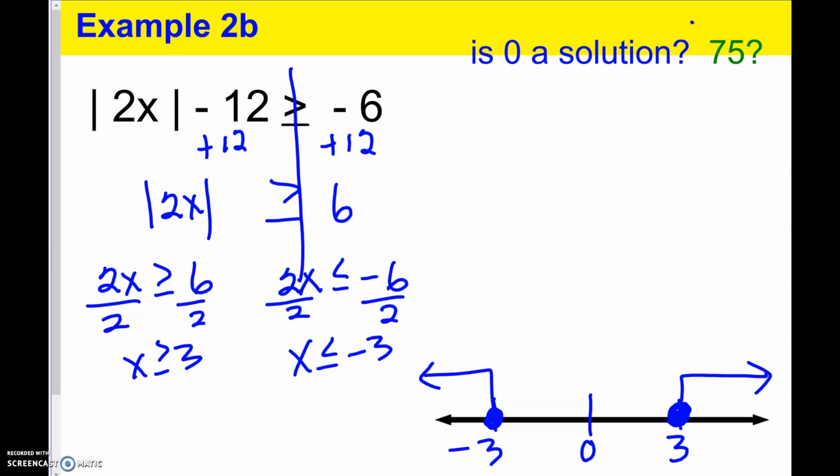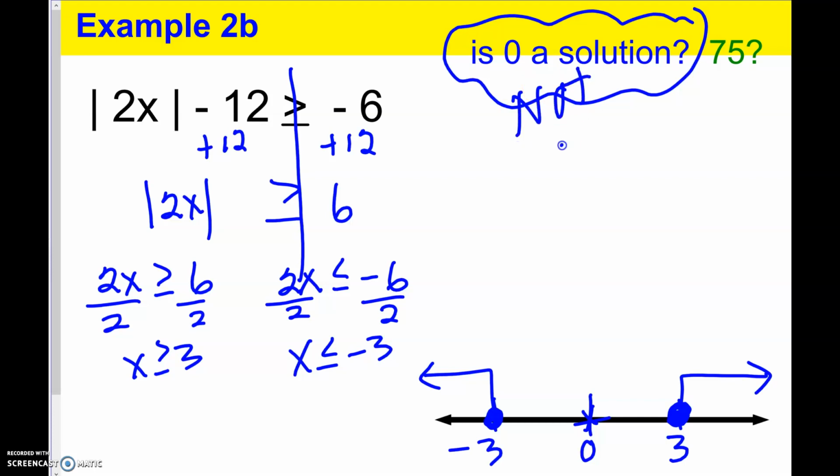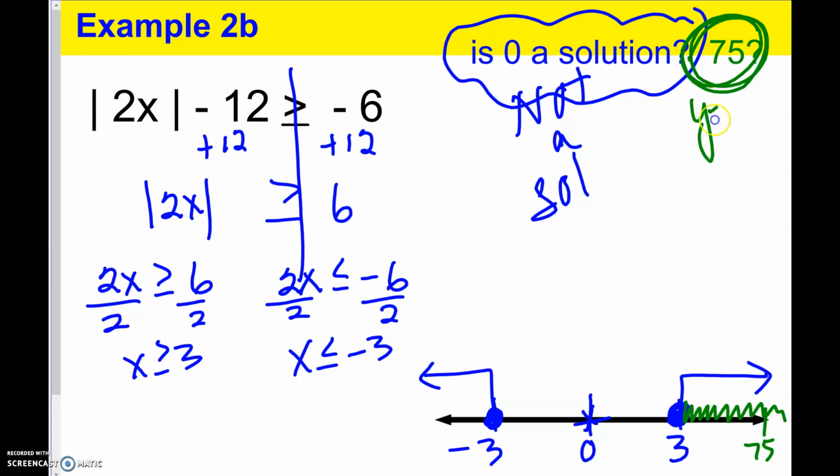All right, they want to know, is 0 a solution? So is this number 0 right here in the shaded part? No, so this is not a solution. All right, now let's try the green one. So 75. If we were to put 75 on this number line, is it going to get shaded up here where that 75 is eventually? Yep, so this is a solution. Okay, so you can check it from the graph, or if you want, go ahead and plug it in.